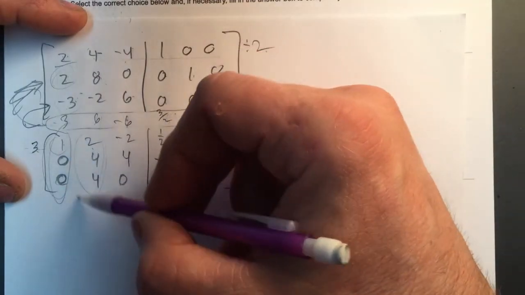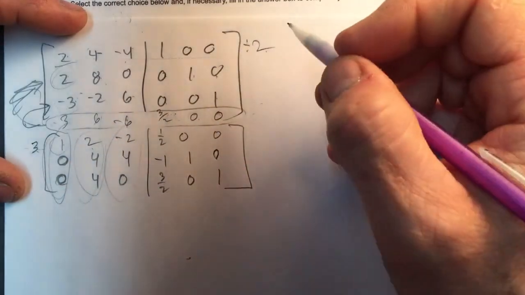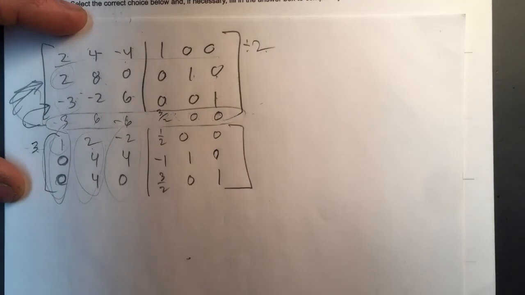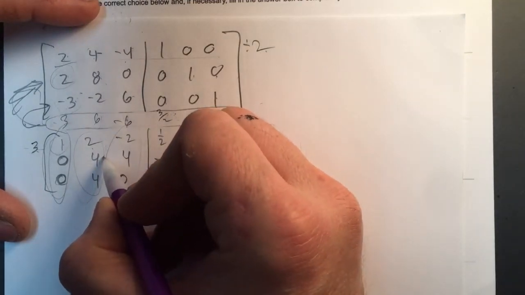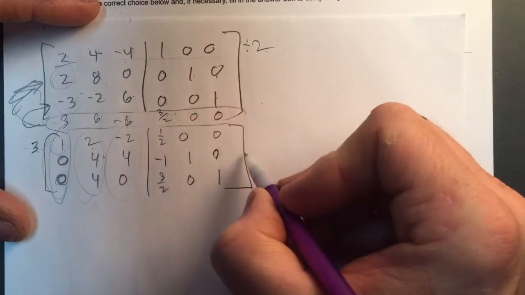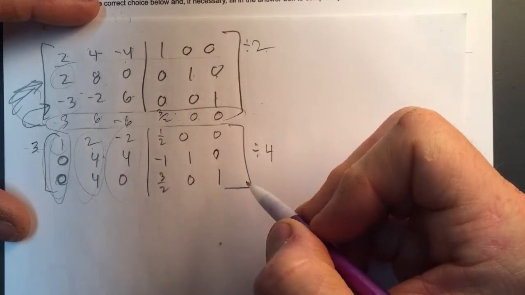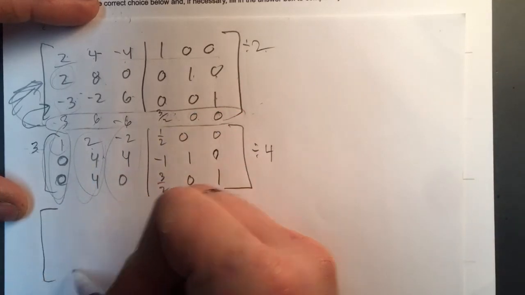I got to repeat the process for the next 2 columns. All right, you got to do your 1 first. So right here, this is where my 1 needs to be in this row. It's a 4. So I'm going to divide everything by 4 in that row.